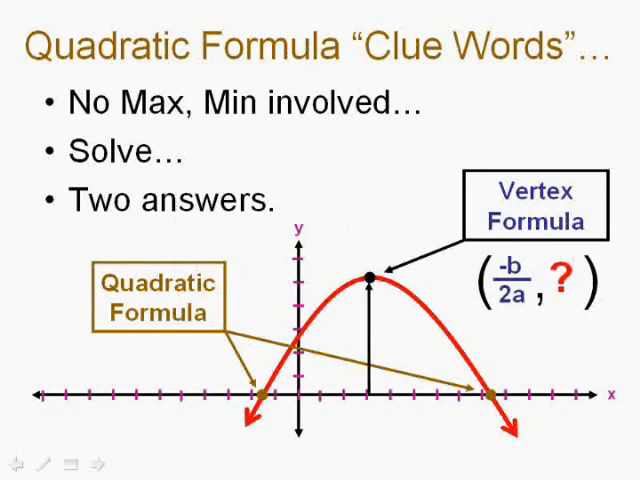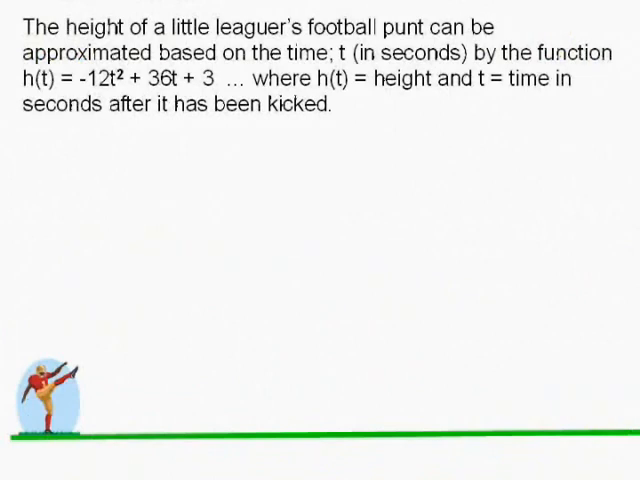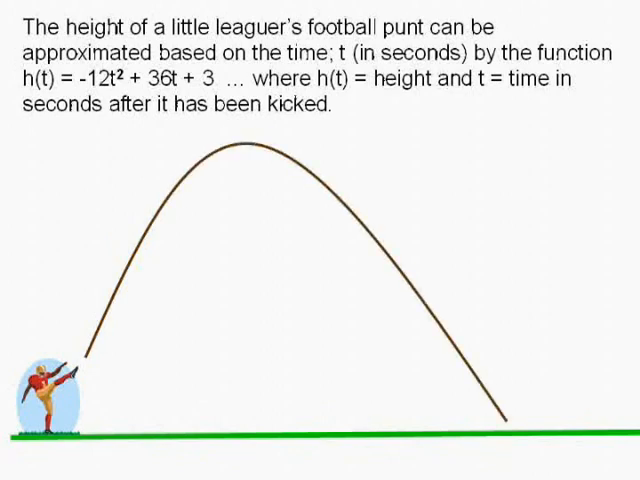Let's try a couple examples. Pay attention, boys. I'll show you how it's done. Say the height of a little leaguer's football punt can be approximated based on the time it's in the air, time in seconds, by the function h of t equals negative 12t squared plus 36t plus 3, where h of t is the height and t is time in seconds after it has been kicked. It's going to look like this, of course. You smell a parabola.